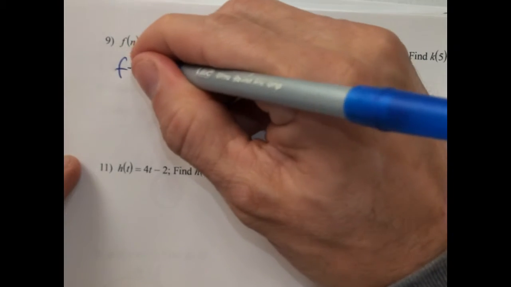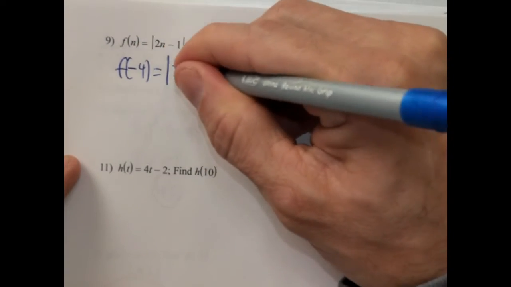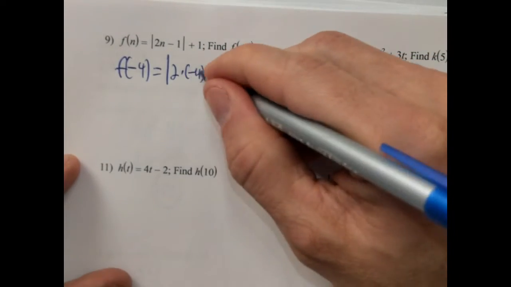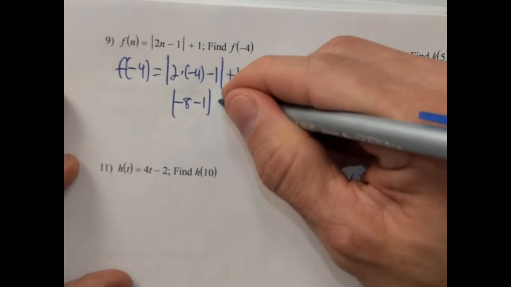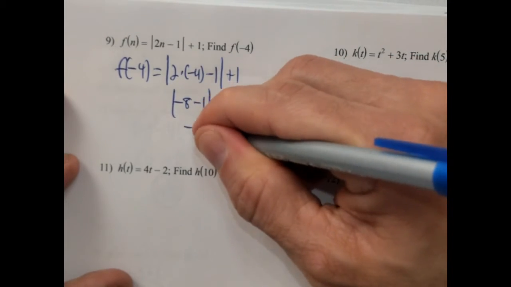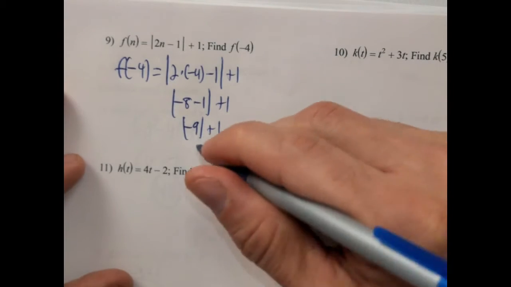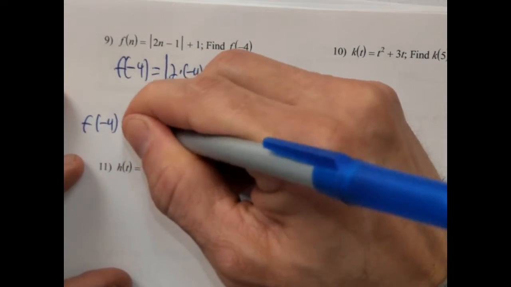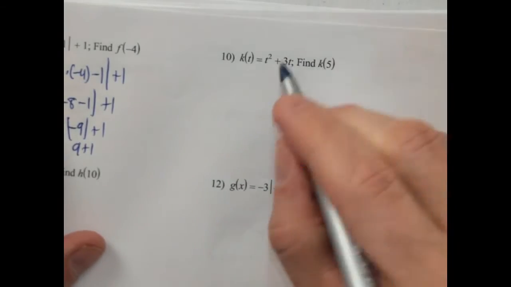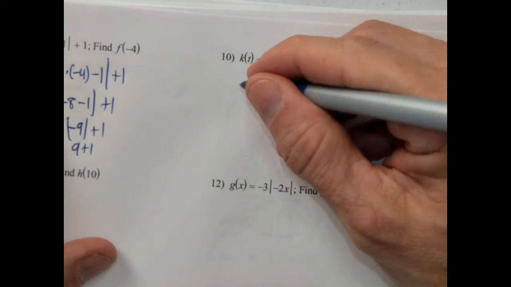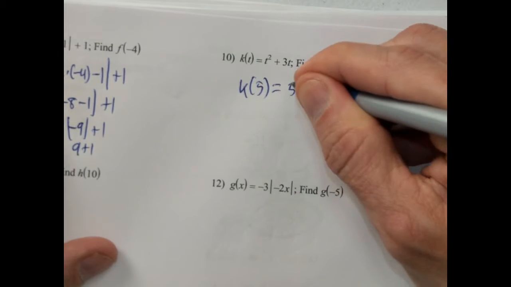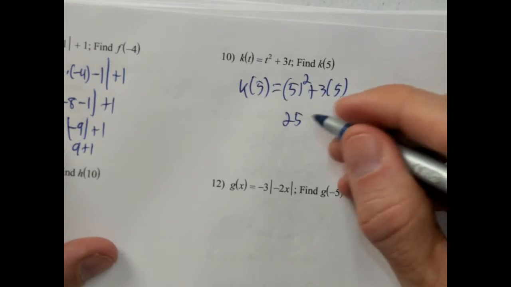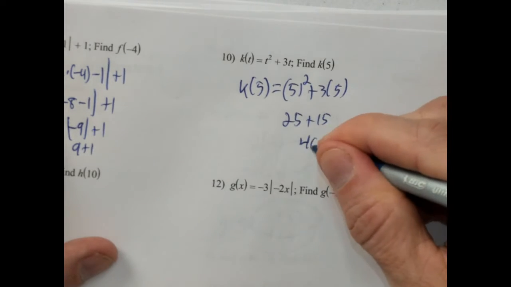So f of negative 4 equals the absolute value of 2 times negative 4 minus 1, plus 1. 2 times negative 4 is negative 8, minus 1 is negative 9, and the absolute value of negative 9 is 9, plus 1 is 10. So f of negative 4 is 10. Okay. k of t is equal to t squared plus 3t. Find k of 5. k of 5 equals 5 squared plus 3 times 5. 5 squared is 25, 3 times 5 is 15, that's 40. So k of 5 is 40.